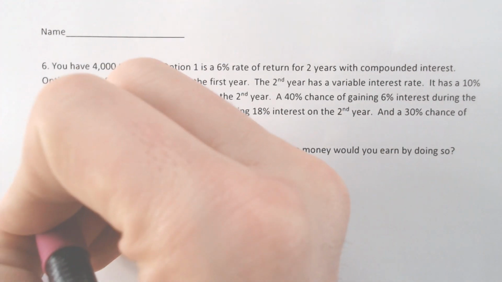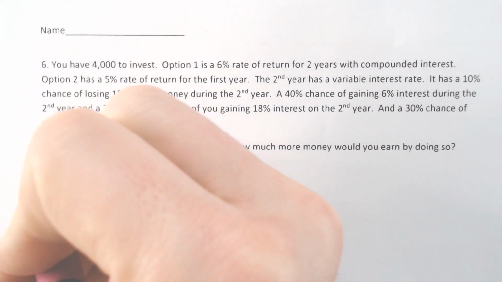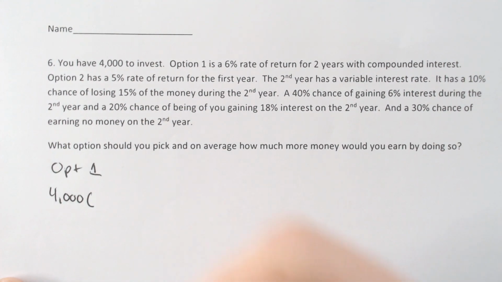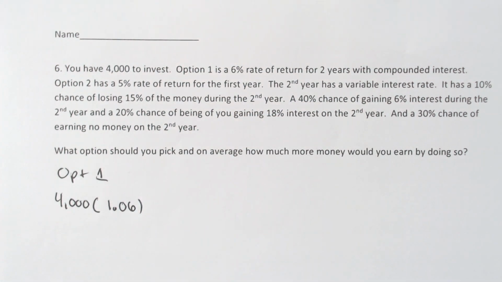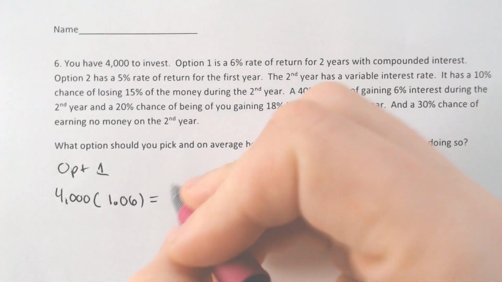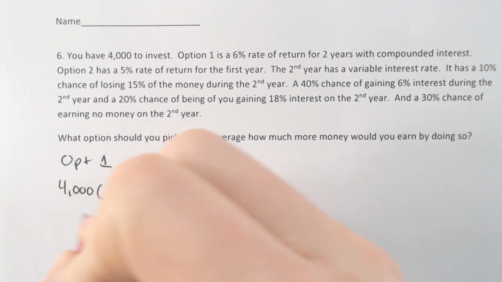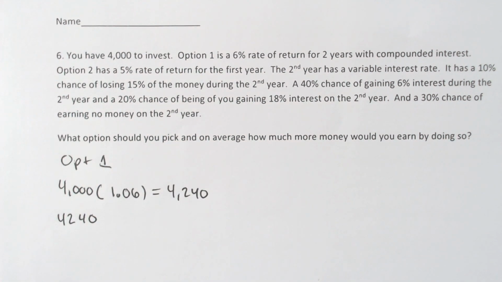So let's do this. Let's do option one first. Option one, you got $4,000. And you could use a compounded interest formula, but we're only doing 2 years. So let's do times 1.06. All right, so what's 4,000 times 1.06? 4,000 times 1.06 is 4,240. And then we got that number, 4,240 times 1.06.